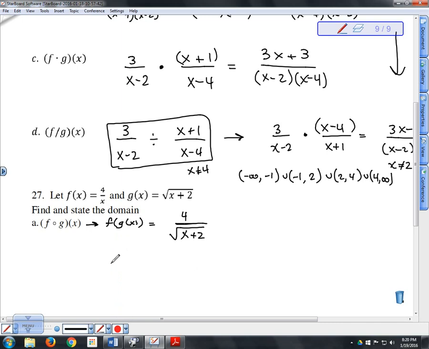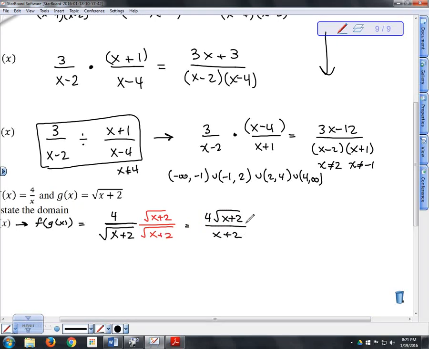Now honestly, I'd be okay if you left the function in this form. Technically speaking, you're not supposed to have a square root in the bottom of a fraction, so you're supposed to multiply by the square root of x plus 2 over the square root of x plus 2, and you get 4 square roots of x plus 2 over x plus 2.